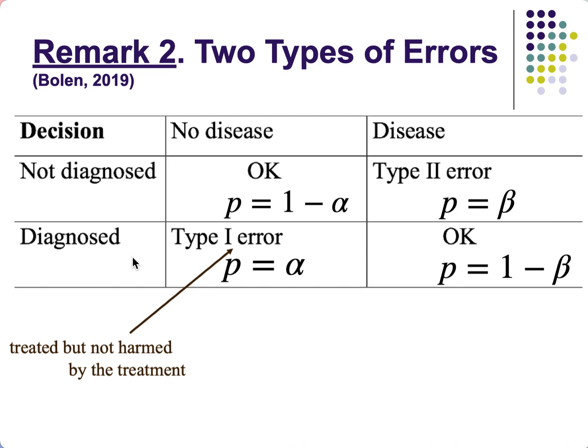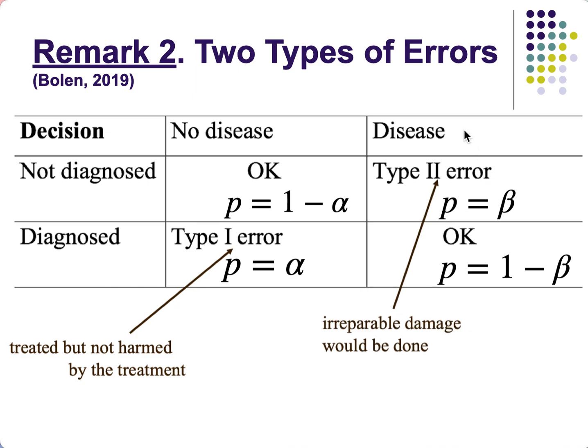Notice that if you don't have the disease, if you don't have COVID-19, and you are diagnosed to have COVID-19, we call it type 1 error, that is also known as false positive, because you don't have the disease, but you were diagnosed to be positive. So that's a false positive. You will be treated, but no harm will happen to your body by the treatment. Alpha.